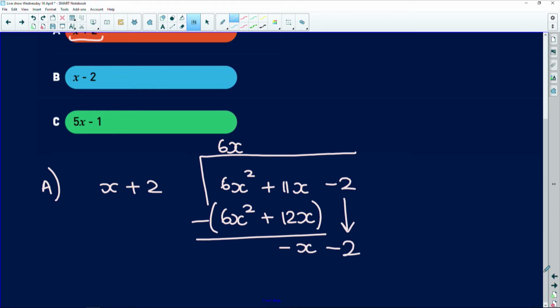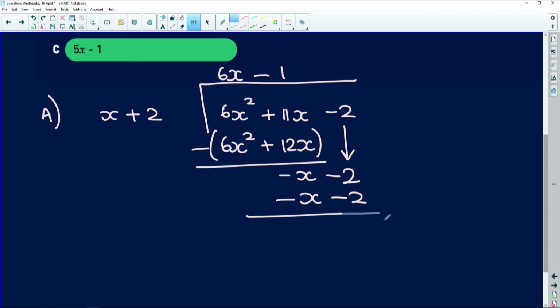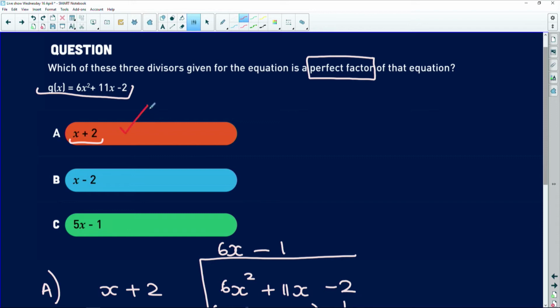And then we start the process all over again. So we start with divide again. Negative x divided by x is negative 1. We then multiply. So we say negative 1 multiplied by x is negative x. Negative 1 multiplied by 2 is negative 2. Okay, so now we subtract these two, and we see that we get a remainder of 0. Perfect, guys. Remainder theorem. We have a remainder of 0, which means that this divisor is a perfect factor of the polynomial. So that means that A is definitely a perfect factor.